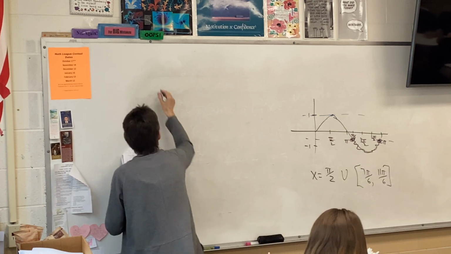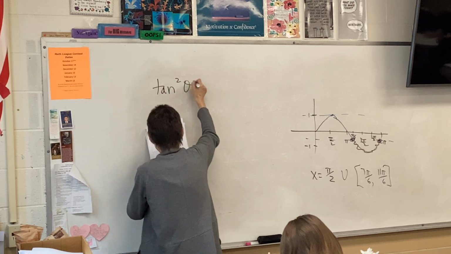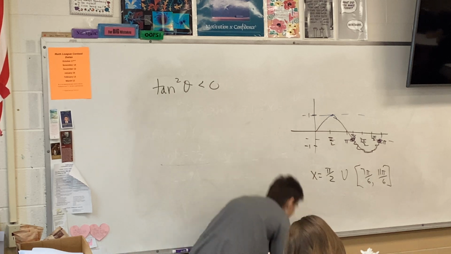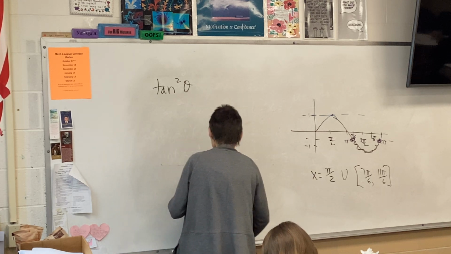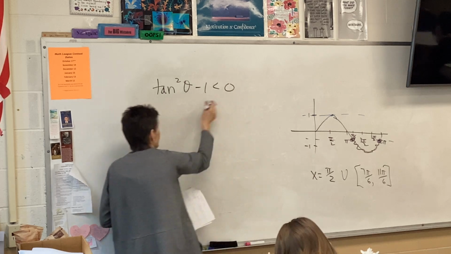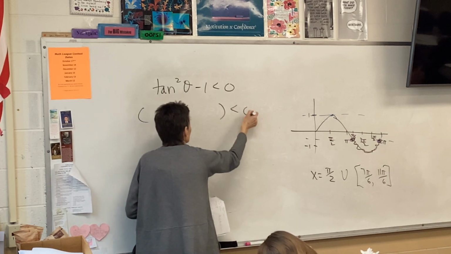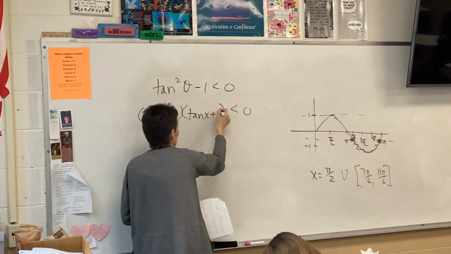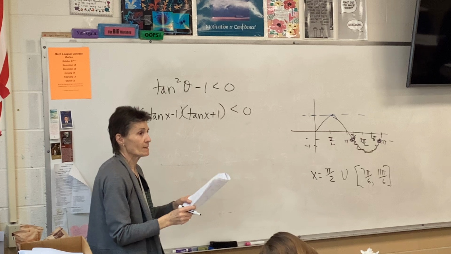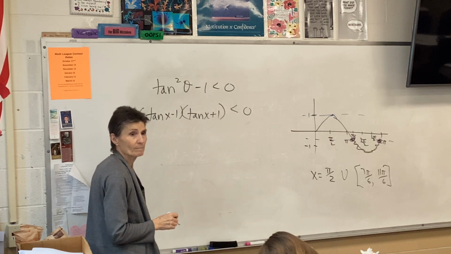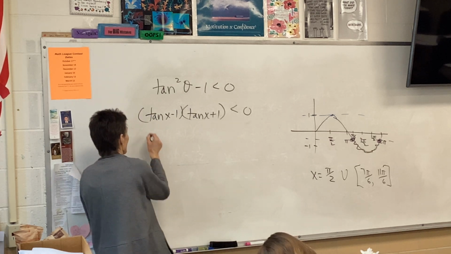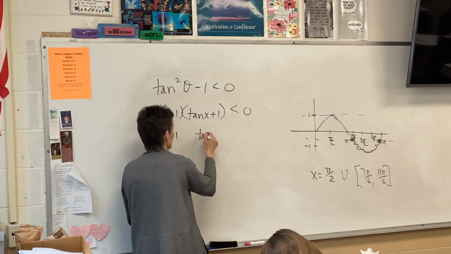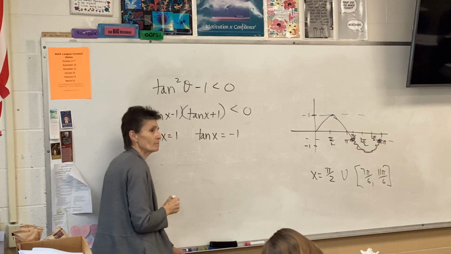So we need tangent squared to be less than 1. Tangent squared minus 1 has to be less than 0. So I'm going to go ahead and factor that. Would everybody agree it's the difference of squares? So I need the tangent to be 1, and I need the tangent to be -1.